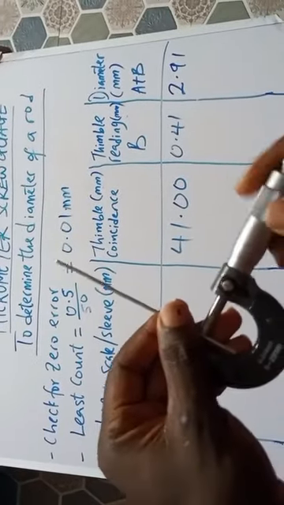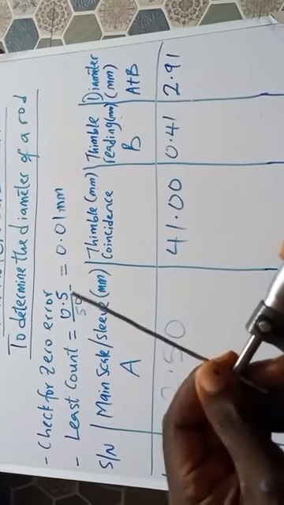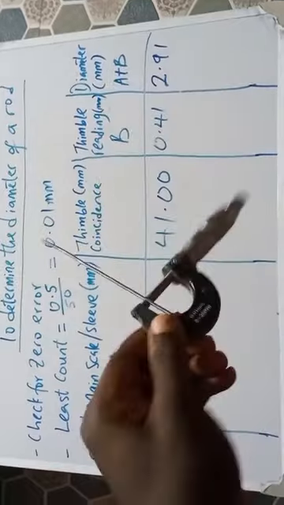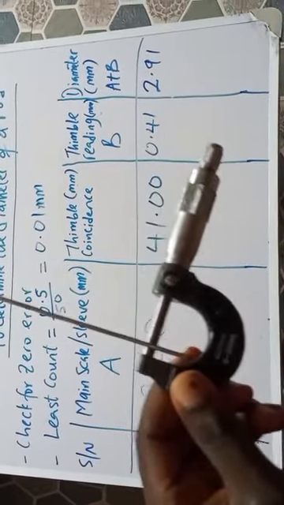So let me do that. I'm trying to close my jaws. So when we close the jaws, yes, I've closed my jaws. You can see it's firmly gripped.